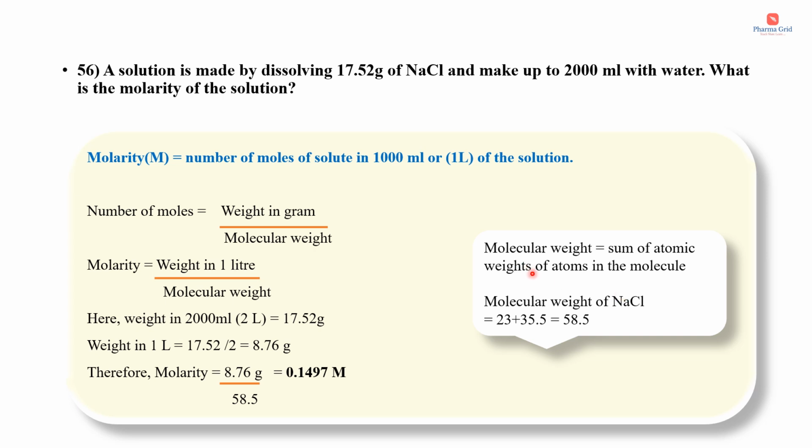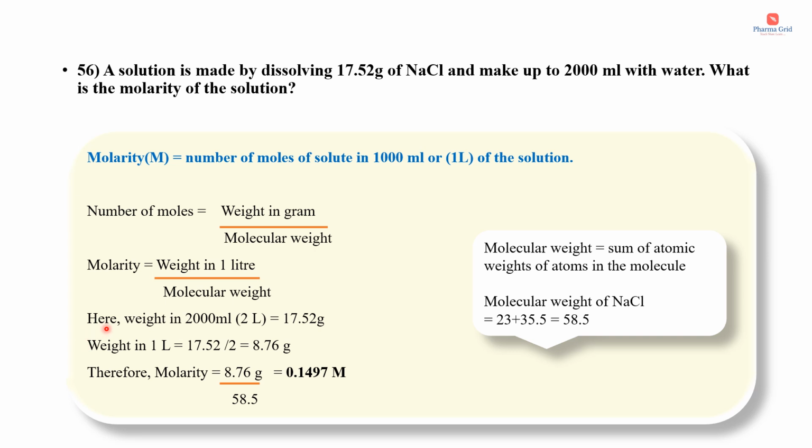So the molecular weight is the sum of atomic weights of atoms in the molecule. So molecular weight of NaCl will be equal to 23 plus 35.5, that is equal to 58.5. So we have got the molecular weight of NaCl. So molarity is equal to weight in 1 liter divided by molecular weight. In the question they have given a solution is made by dissolving 17.52 gram of NaCl and make up to 2000 ml with water. That is 17.52 gram of NaCl is present in 2000 ml or 2 liter.